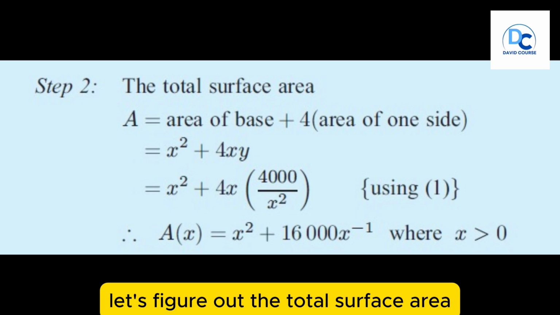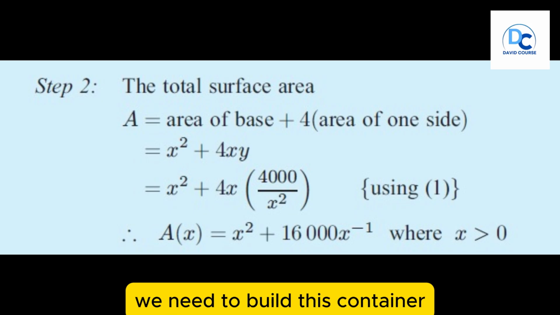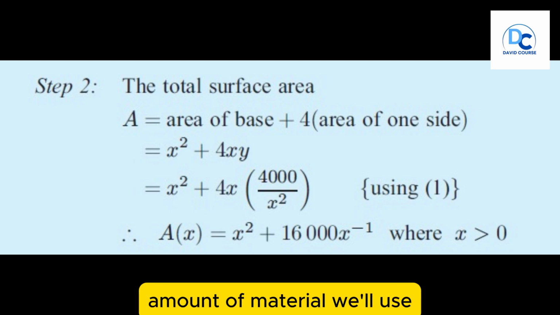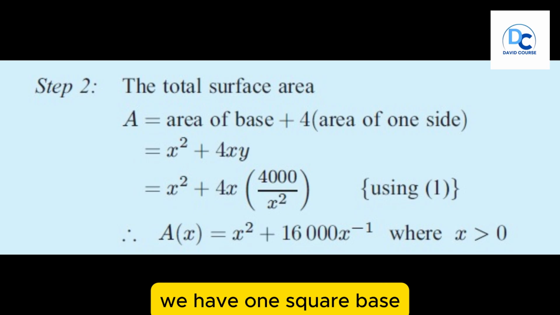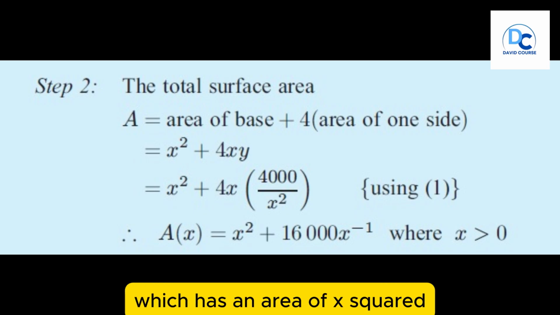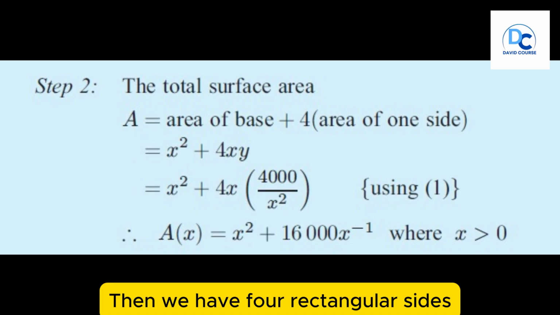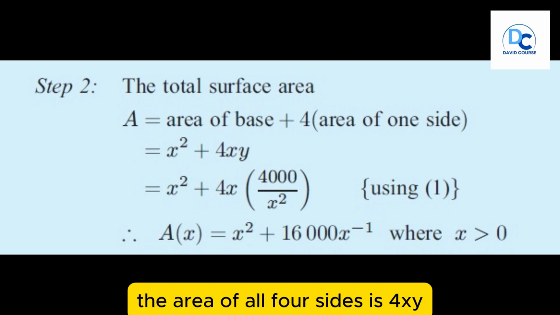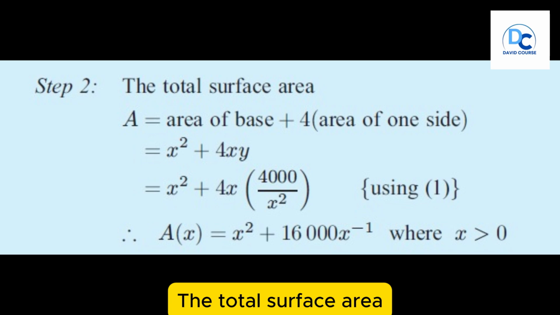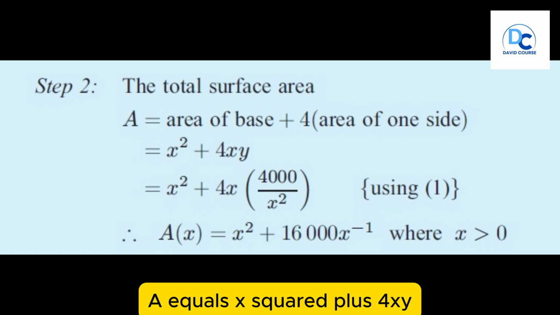Next, let's figure out the total surface area we need to build this container. This represents the total amount of material we'll use. Since the top is open, we have one square base, which has an area of x squared. Then we have 4 rectangular sides, and the area of each side is x times y. So the area of all 4 sides is 4xy. The total surface area, which we'll call A, is the base plus the sides. A equals x squared plus 4xy.